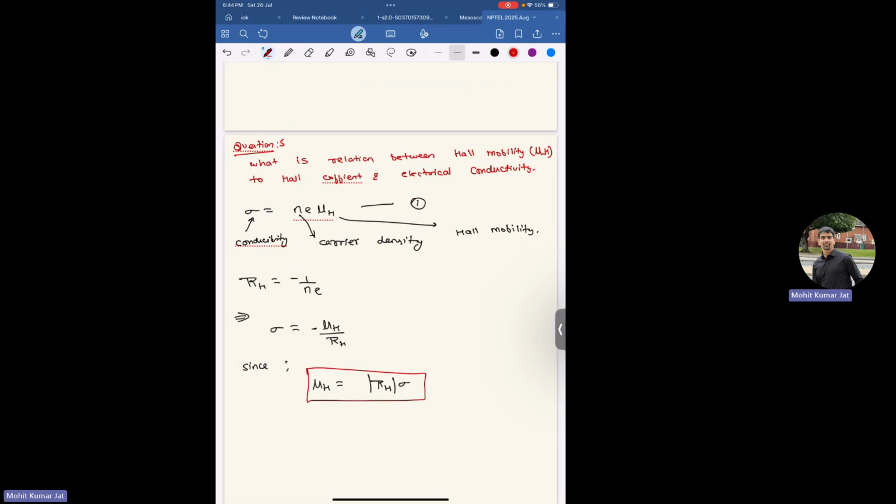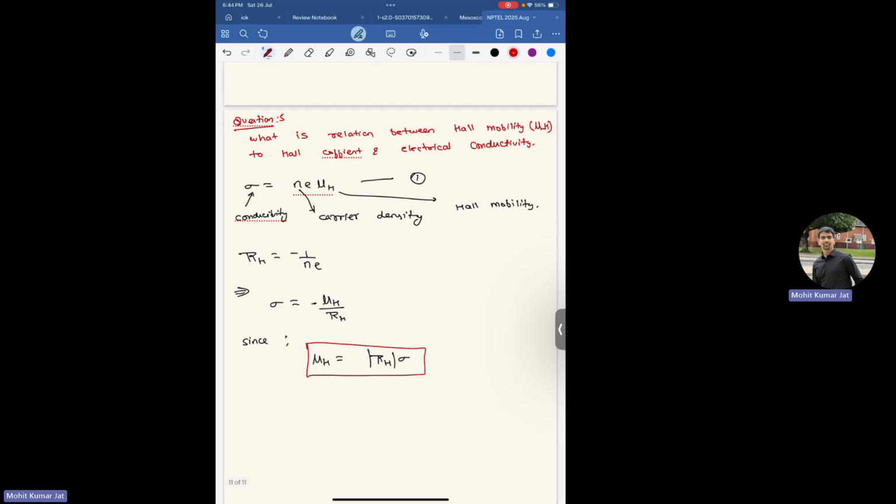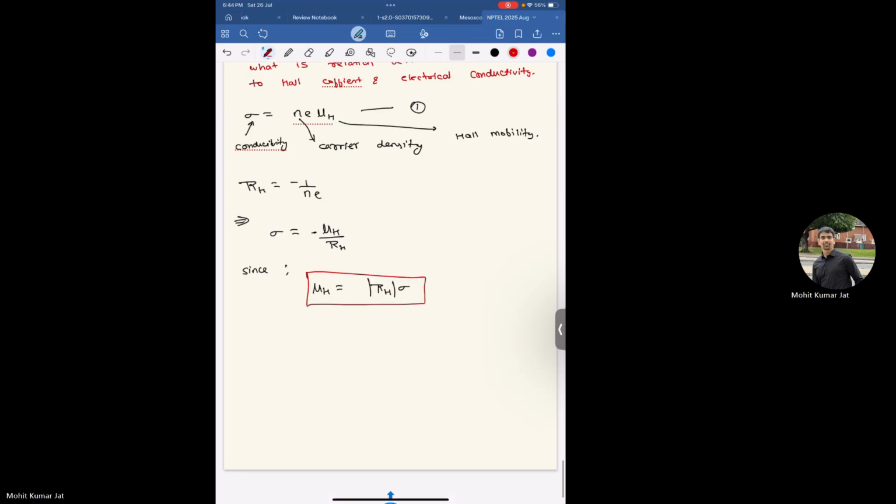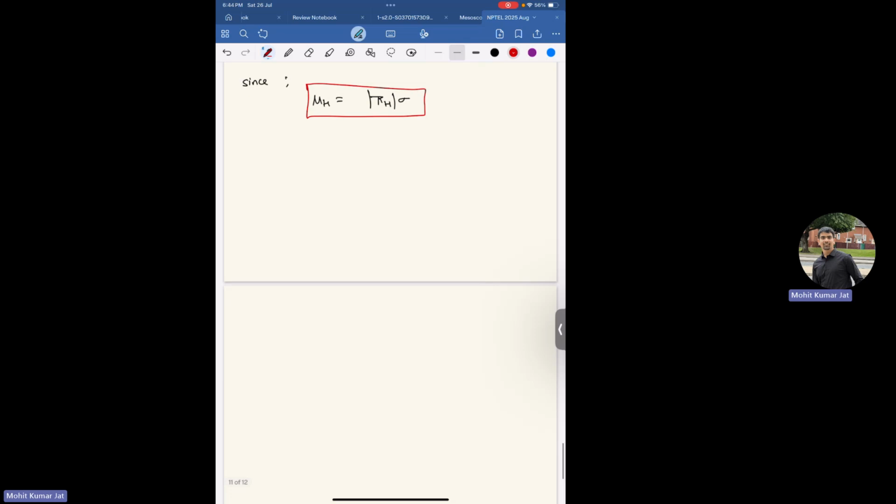Okay, if this is clear, then I'll move on to the next question, which is now the violation of the classical Hall effect and the bringing of the quantum Hall effect. So question number 7. Definitely we'll be discussing the quantum Hall effect in detail in the next class, but here is a quick overview. So what is quantum Hall effect?